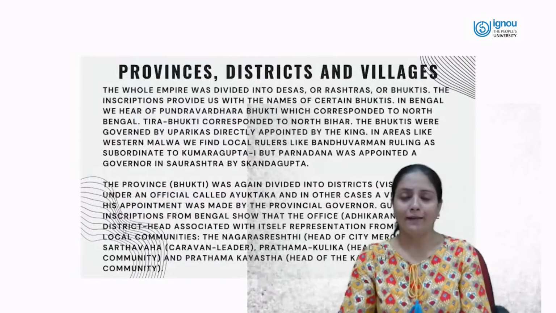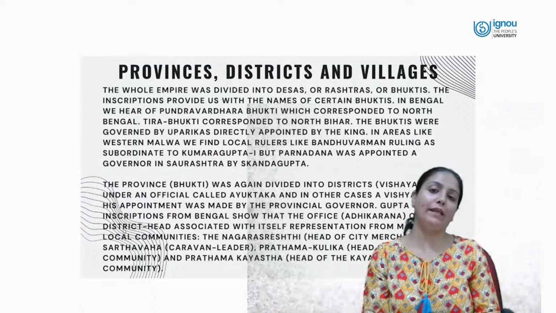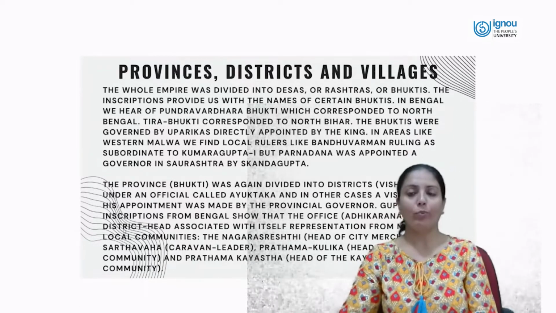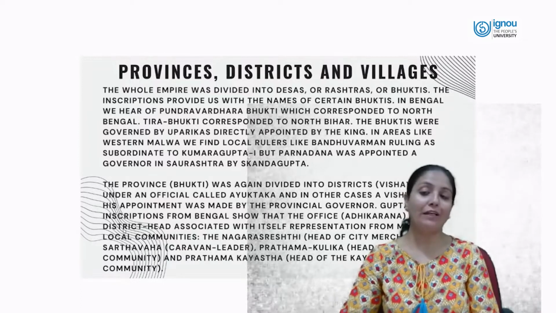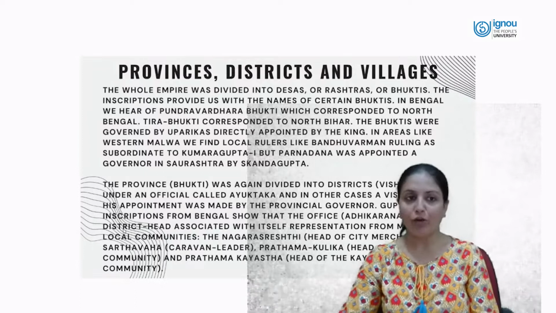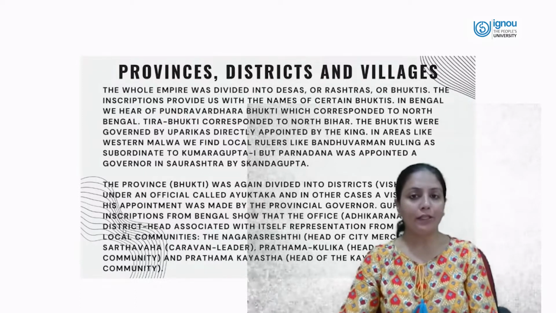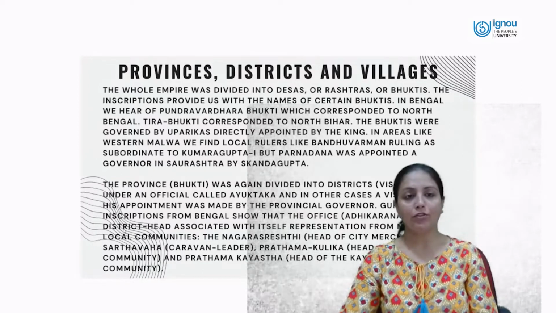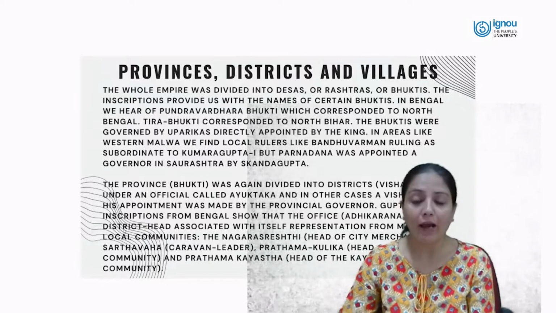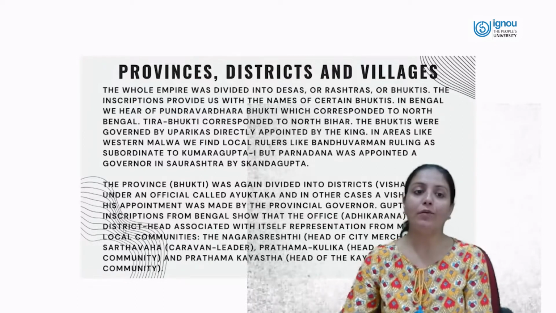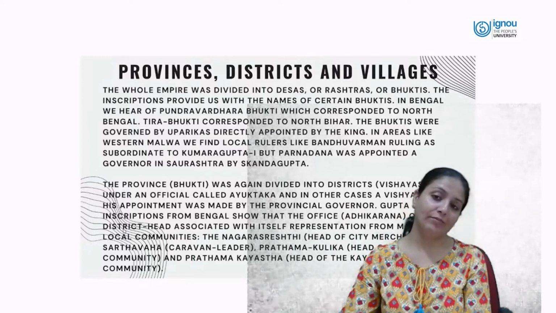Next, provinces, districts, and villages. Yes, the whole empire was divided into deshas, rashtras, or bhuktis, and the inscriptions provide us with the names of certain bhuktis. In Bengal, we hear of Pundravardhana bhukti, which corresponds to North Bengal. Tirabhukti corresponds to North Bihar. The bhuktis were governed by uparikas, directly appointed by the king.